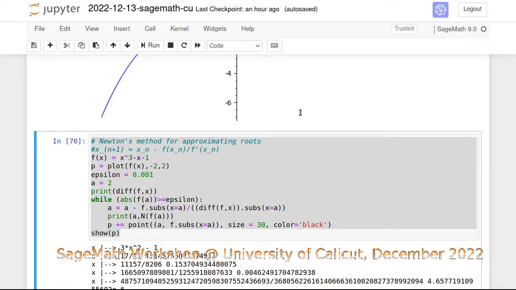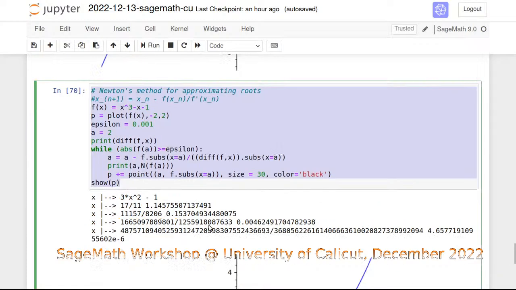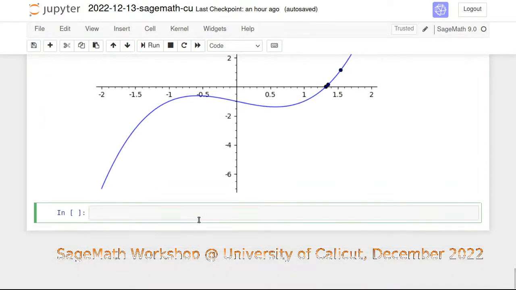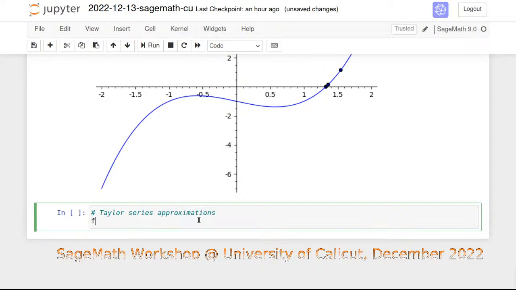Now what we are going to try to see is how the curve looks compared to the original curve. The original curve is already known to us. We are trying to see how this Taylor series approximation and the actual curve are related, how close they are.